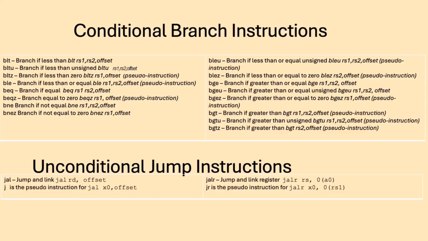Here, we'll give an example for the instruction BLT. This will perform a branch if the source register 1 is less than source register 2 with an offset. Other comparison operators are shown along with their complementary unsigned variants.